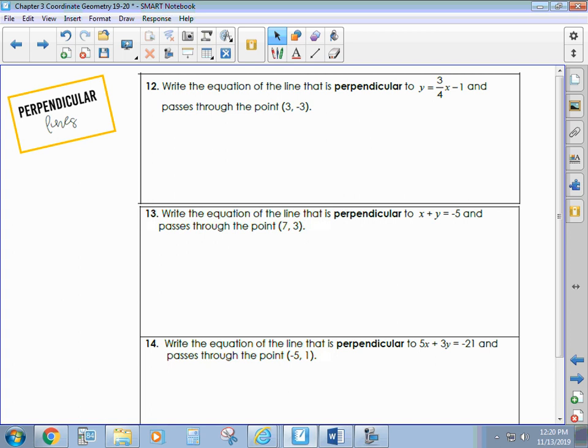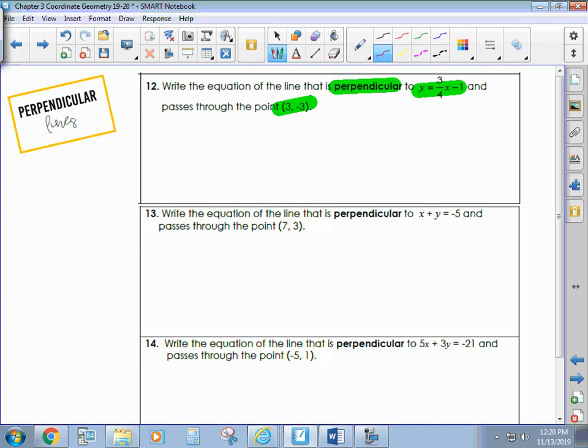Where are the perpendicular lines? What page? It's the same page on the bottom. Perfect. Number 12. Write the equation of the line that is perpendicular to y equals 3/4 x minus 1 passing through the point 3, negative 3. What am I highlighting? Perpendicular, the equation, the point. All right, what do we know about perpendicular lines?